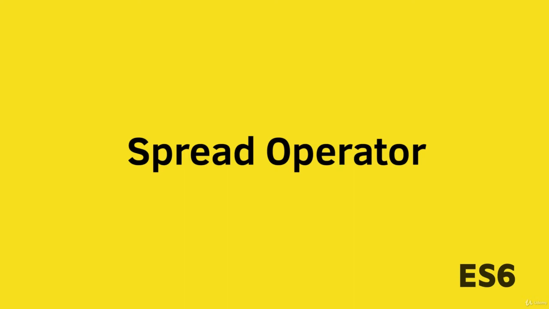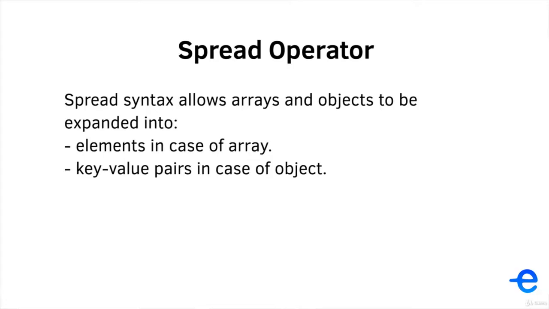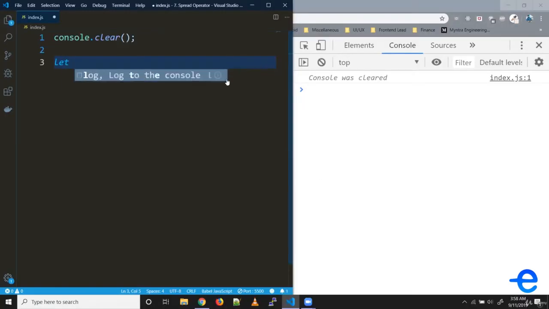In this video, we will learn about the spread operator. The spread operator allows arrays and objects to be expanded into elements in case of arrays, and key value pairs in case of objects. Let's try an example to understand it better. Say we have this array, say 1, 2, 3, 4, and 5.